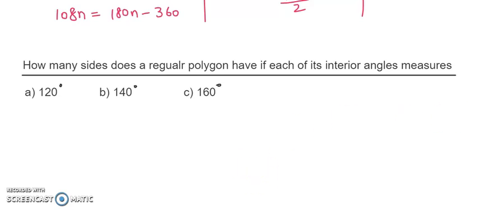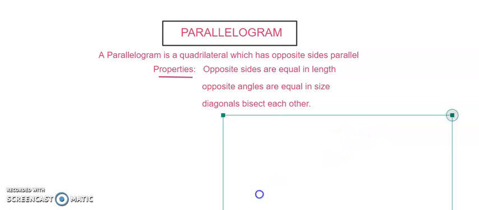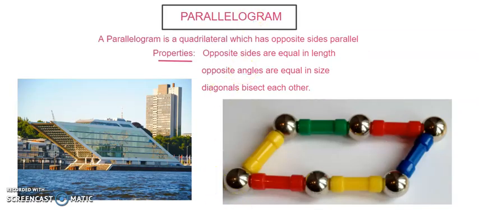Right. Now we are going to talk about some polygons which are made up of 4 sides. The first polygon that we are going to talk about is the parallelogram. So what is a parallelogram? A parallelogram is a 4-sided shape. Any polygon with 4 sides is called a quadrilateral. Here, a parallelogram is a quadrilateral which has opposite sides parallel.